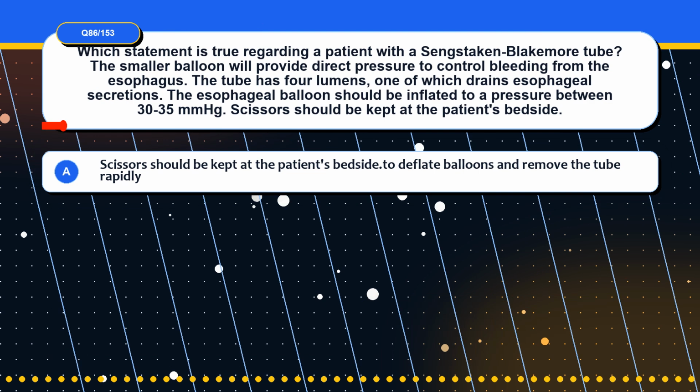Question 86. Which statement is true regarding a patient with a Sengstaken-Blakemore tube? The smaller balloon will provide direct pressure to control bleeding from the esophagus. The tube has 4 lumens, one of which drains esophageal secretions. The esophageal balloon should be inflated to a pressure between 30-35 mmHg. Scissors should be kept at the patient's bedside. Here are the options. Option A. Scissors should be kept at the patient's bedside, to deflate balloons and remove the tube rapidly.